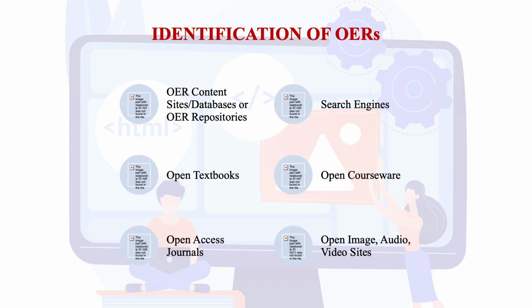Then the fifth is open courseware. You can make use of open courseware. Then the sixth is open image, audio, video websites. Image websites you can make use of, audio websites you can make use of, video websites you can make use of. So in general, these are the ways or the places or websites where open educational resources are available. I'll be discussing these points in brief.